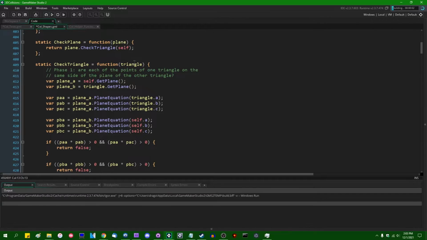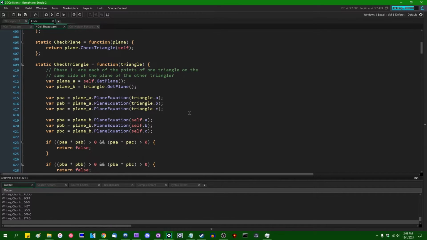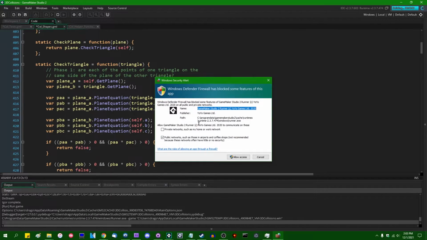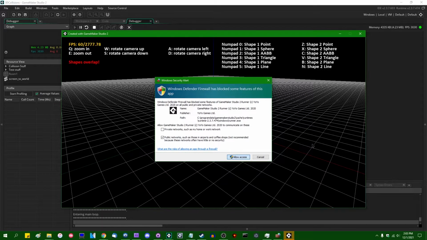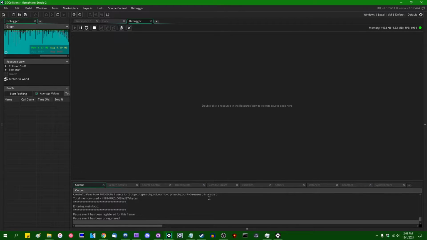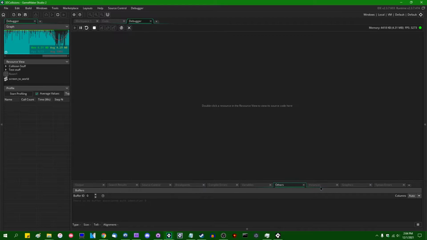And also, actually, I can run this in debug mode, and I can run this through the profiler. Yes, please. If I were to open up the profiler, where is that? Others, that's buffers.